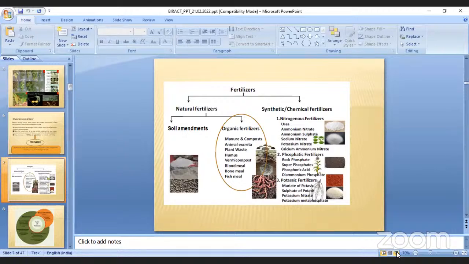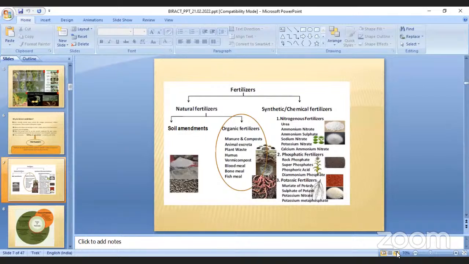Then our today's topic is concerned with organic fertilizers or manures. These are basically compost. In the next slides, I will explain how we can make compost or microbial enriched compost, or how we can use microbes for production of sustainable fertilizer. So manure, compost, animal excreta, these can be organic fertilizers.